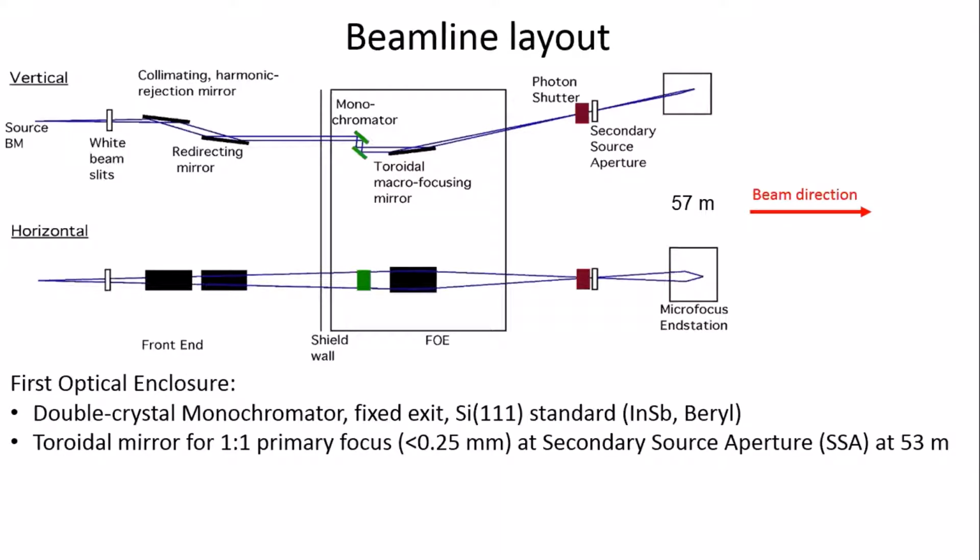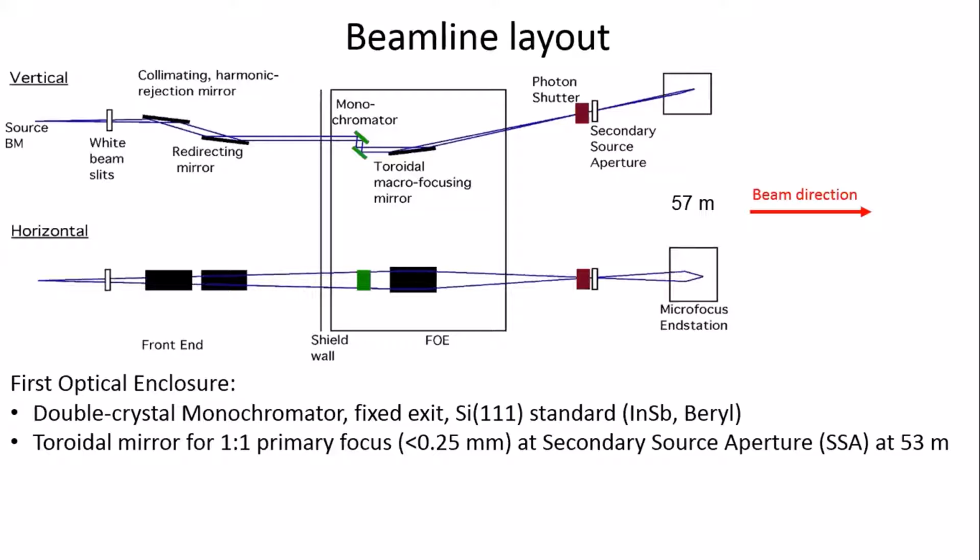In the first optic enclosure outside the shield wall, there is a double crystal monochromator. It's a fixed exit design, normally run with silicon 111 monochromator crystals. We can also swap in indium antimonide or beryl. We're in the process of commissioning those other crystals.